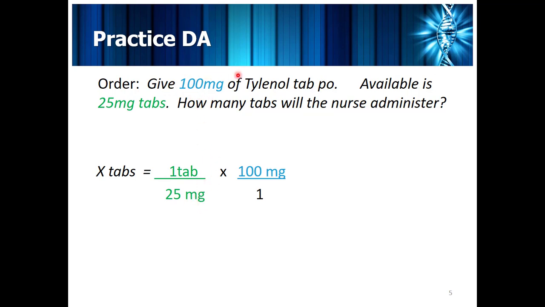Well, that would be that 100 milligrams of Tylenol. I can cancel that out. The only thing left is tablets. So I cross multiply. I get 100 tabs divided by 25 gives me X equals 4 tabs. That's how that works when you're going through these, and we're going to do some more.